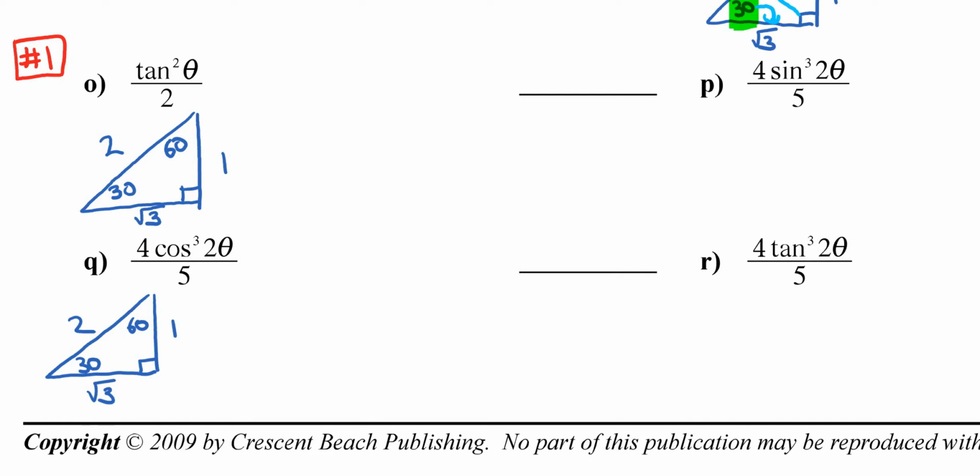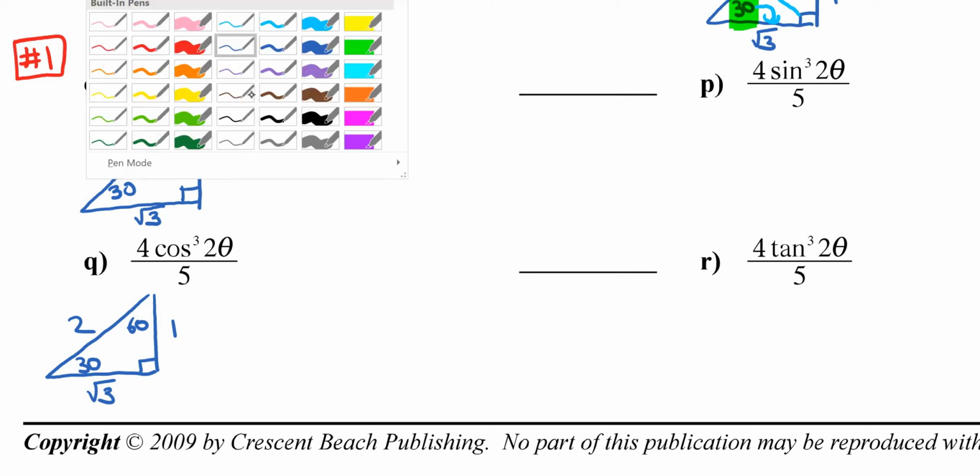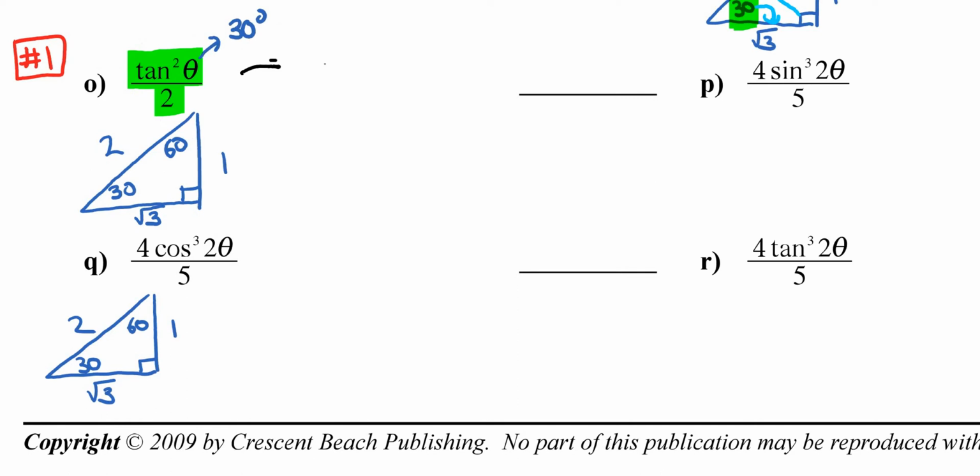I will continue the homework problem starting with question 1-0. For 1-0, I have tan squared theta divided by 2. Remember, for this question, the theta value that we're given was 30 degrees. So if I wanted to rewrite this problem, it would be tan of 30 degrees, and because of the 2 here, all of this is being squared, and then we divide by 2.